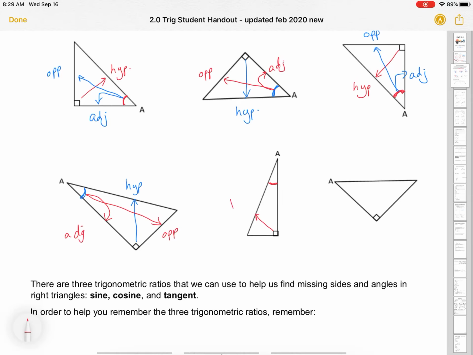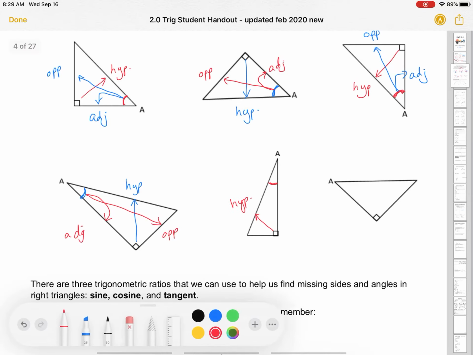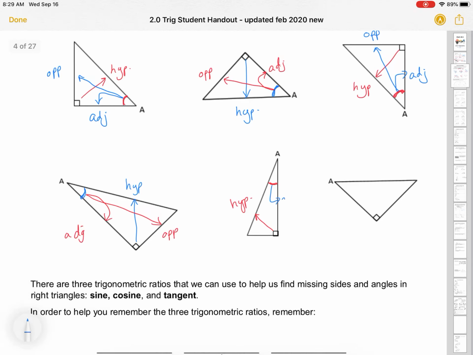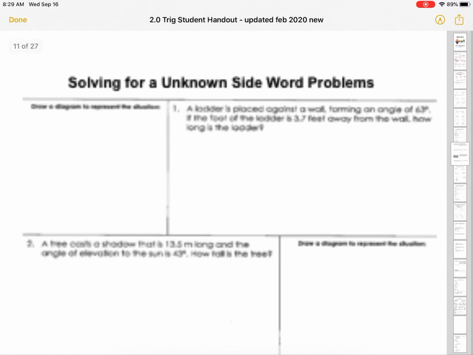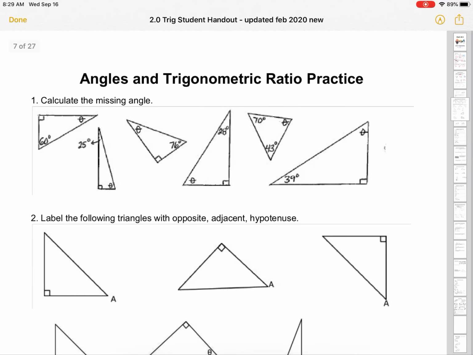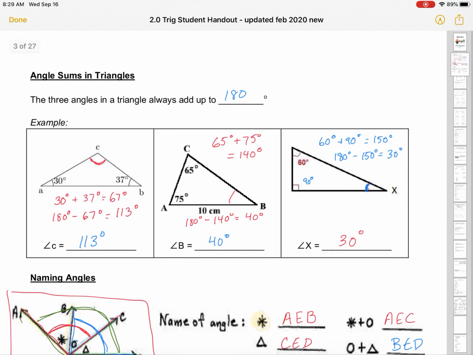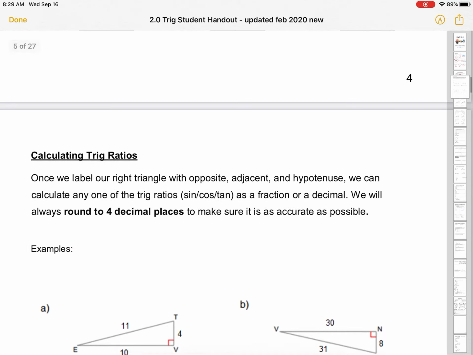Angle of interest is there. Hypotenuse is there. Adjacent, right next door, opposite, across. And the last one, angle of interest, hypotenuse. So my adjacent is right next door, and my opposite is across. Now, there's three, oops, flip on back. Somewhere I got lost.